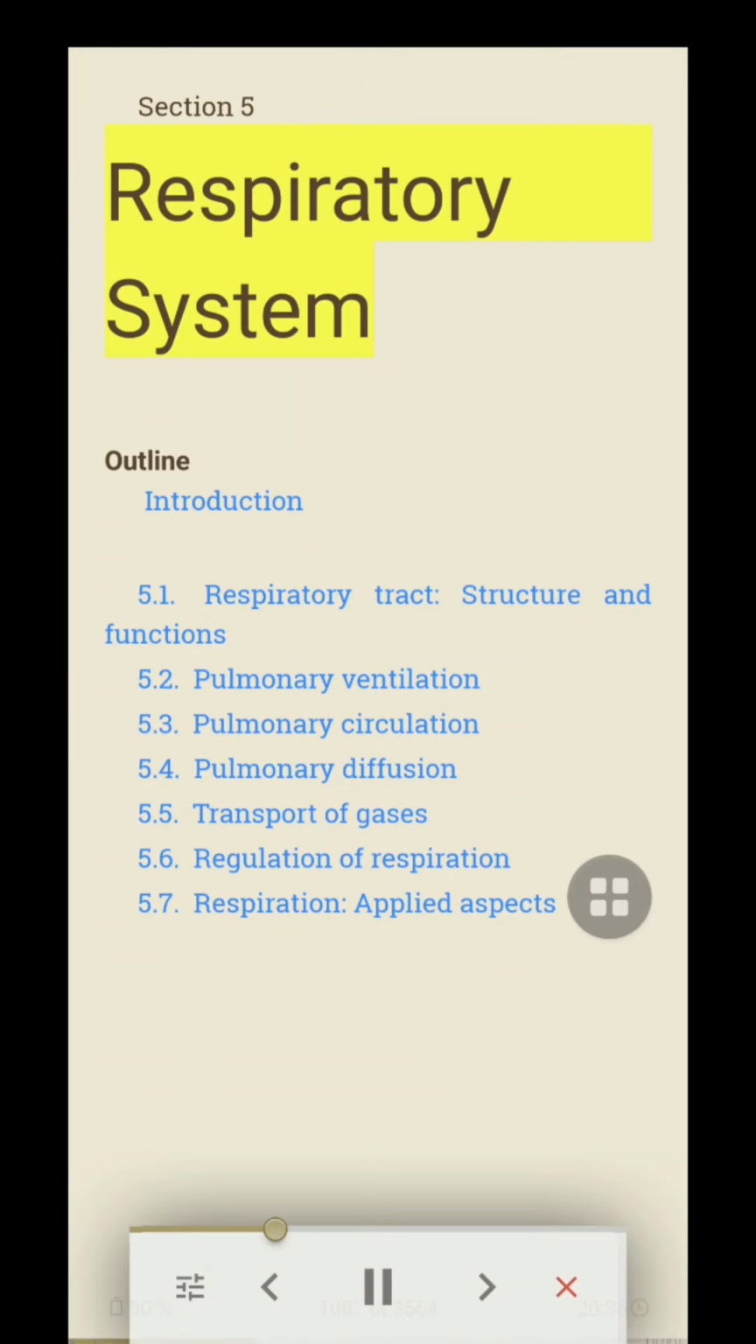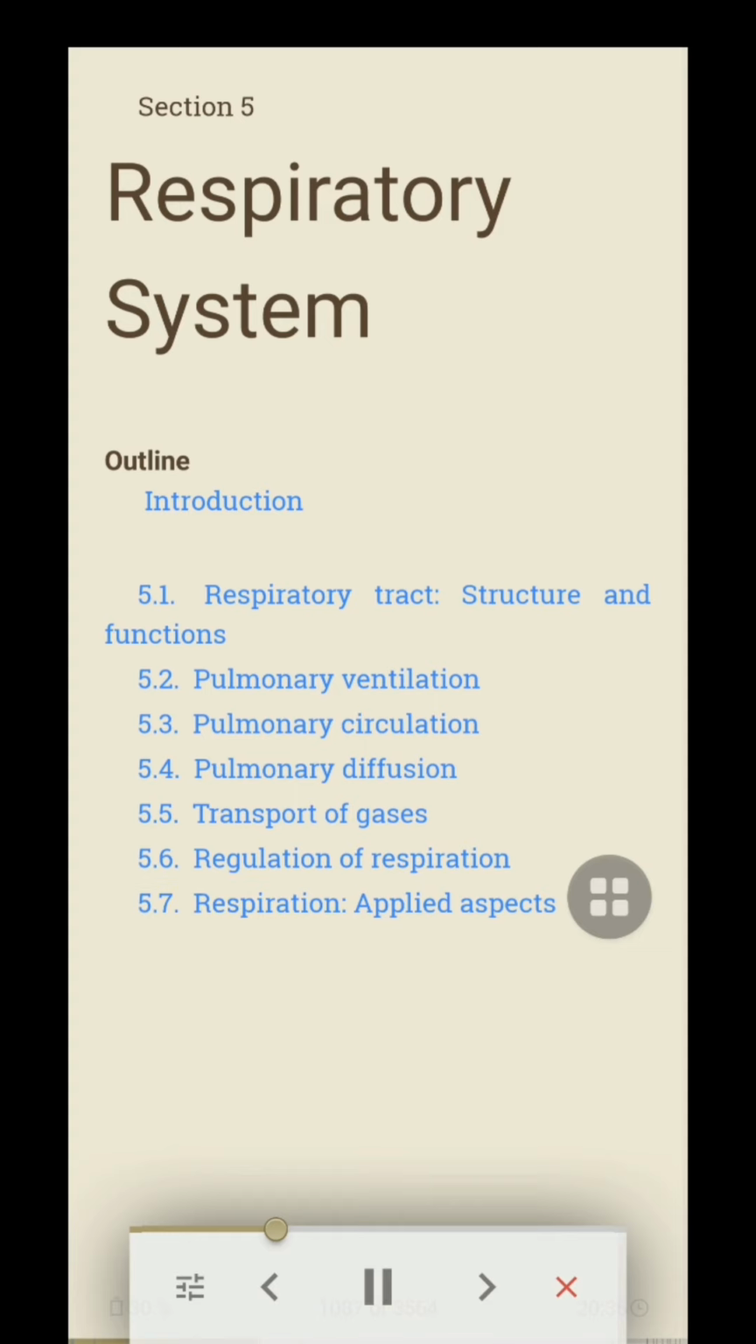Section 5. Respiratory System. Outline. Introduction. 5.1. Respiratory Tract. Structure and Functions. 5.2. Pulmonary Ventilation. 5.3. Pulmonary Circulation. 5.4. Pulmonary Diffusion. 5.5. Transport of gases. 5.6. Regulation of respiration. 5.7.